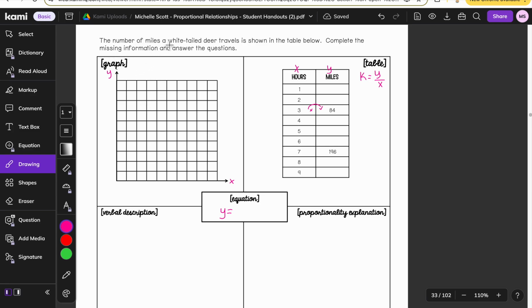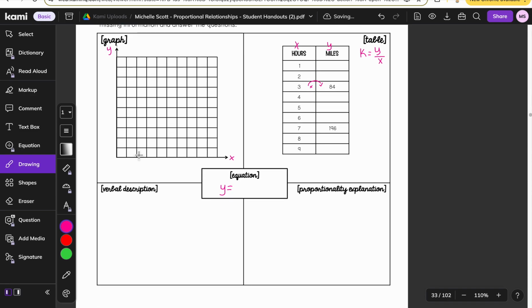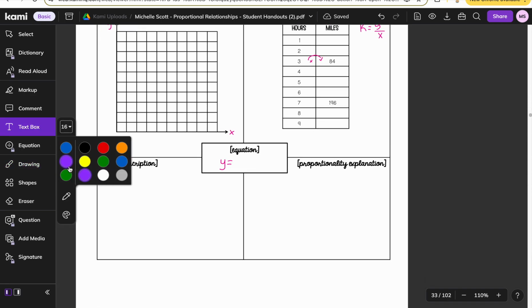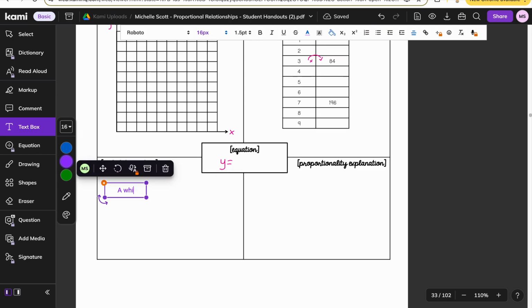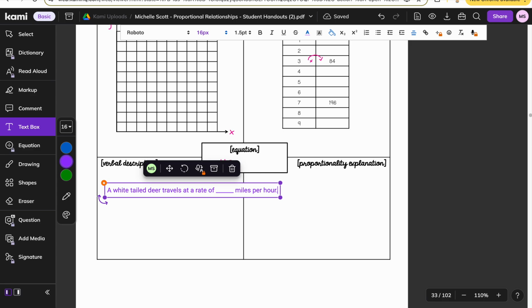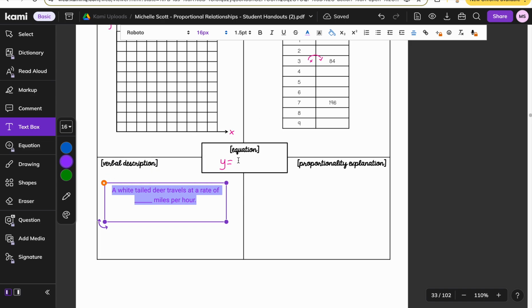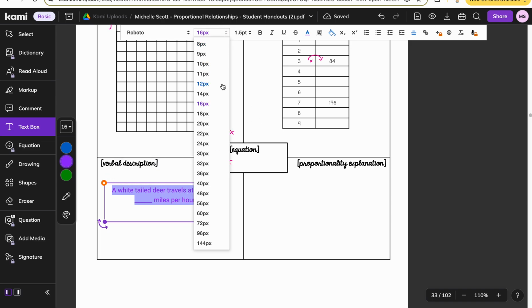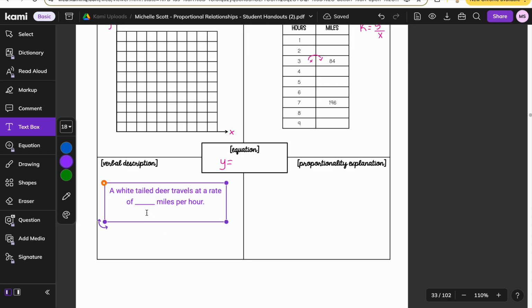This problem is about the number of miles a white-tailed deer travels. So our verbal description here is just going to sound something like this: a white-tailed deer travels at a rate of, and then you're going to fill in the number, miles per hour. So that is what your sentence is going to look like here. Make sure you've determined how many miles per hour the white-tailed deer is traveling. And you'll know that because that is just going to be your K, right? Right in that spot is going to be your K.